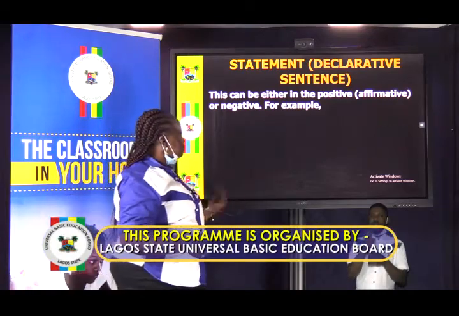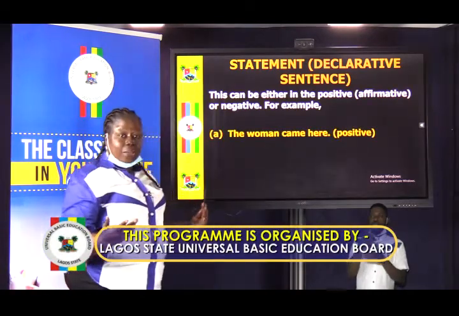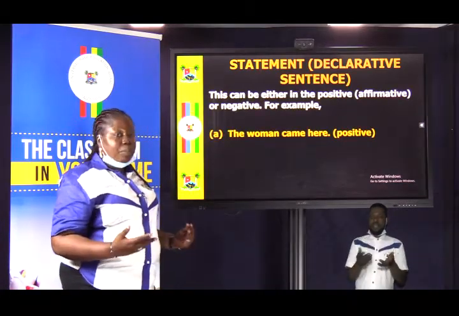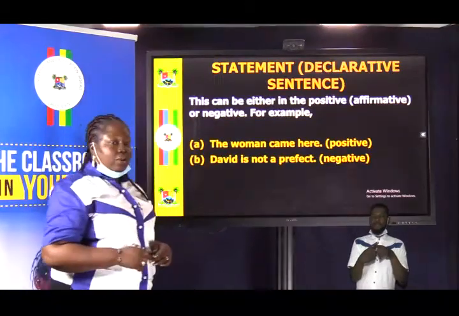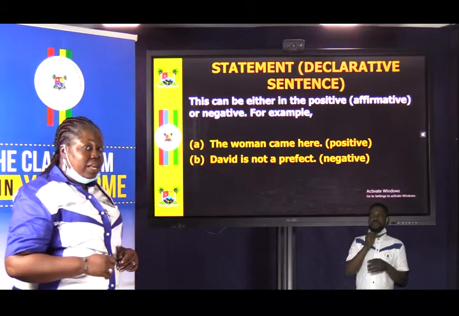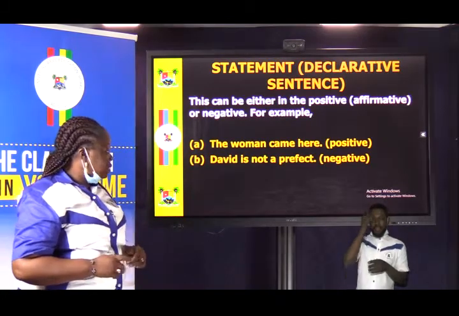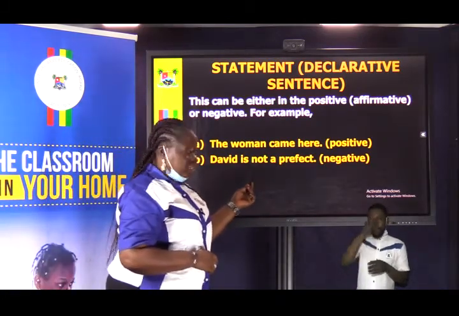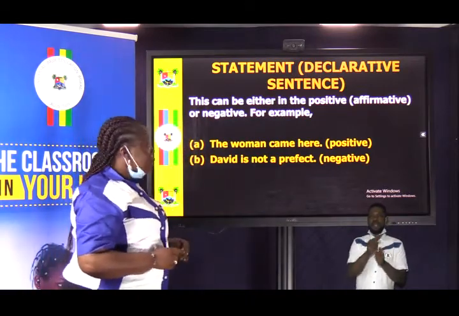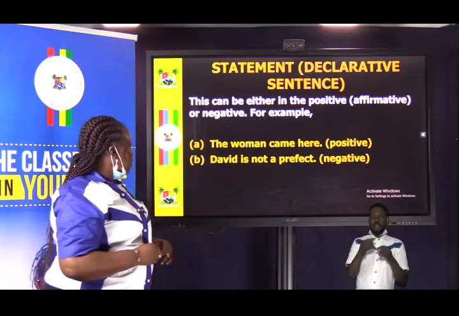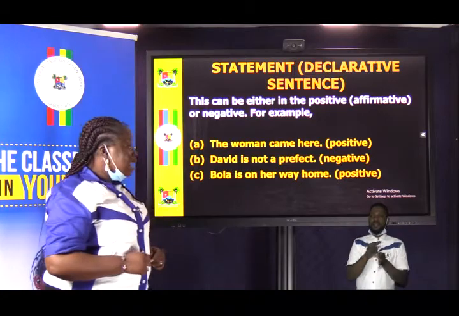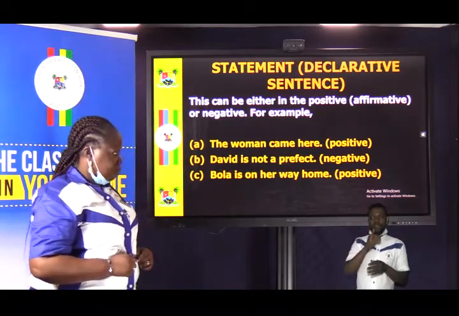For example, the woman came here. That is in the positive form. Look at the sentence. David is not a prefect. Because we have not there, it makes it a negative sentence. So, the woman came here, positive. David is not a prefect, negative. Bola is on her way home, positive.